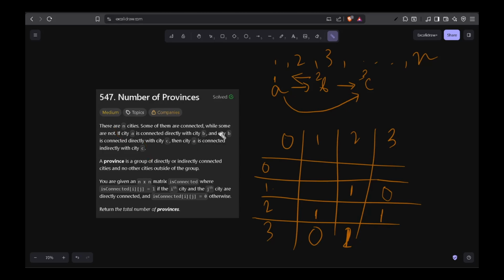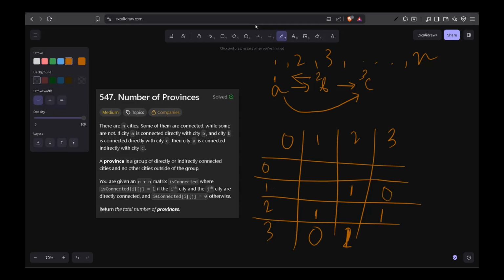Now next, we see a province is a group of directly or indirectly connected cities and no other cities outside the group. That means if there were a city 4, say a city 4 here and a city 4 here, a province in this case would consist of only 1, 2 and 3. These 3 cities would make one province and the 4 alone would be another province, because the city 4 is not connected to any of the other cities, right?